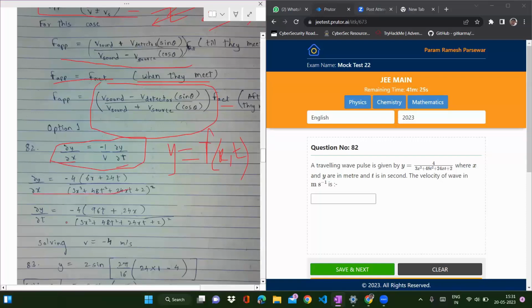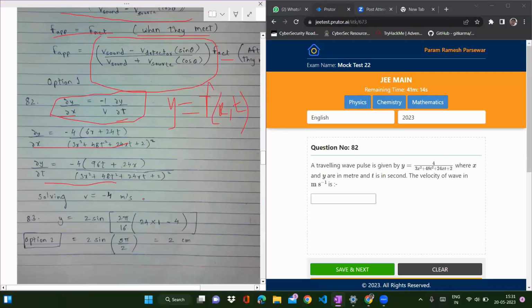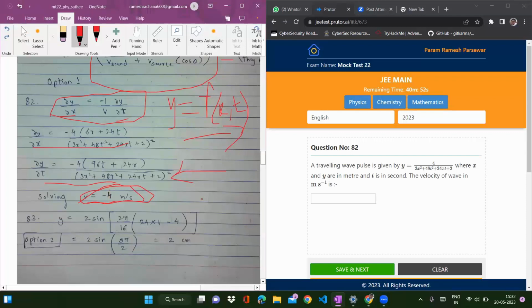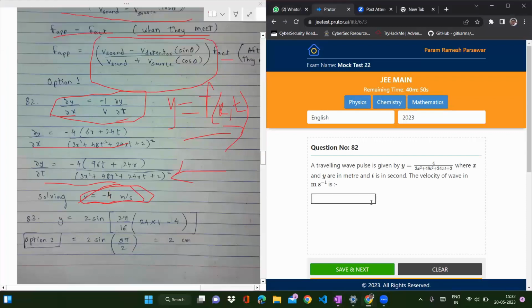We calculate del y by del x. We calculate del y by del t. These are the values of del y by del x and del y by del t. We put these values here, and from this v comes out to minus 4 meter per second, which means that the wave is going, minus corresponds to the wave going in the negative x direction. If it comes out to positive, then it is going in the positive x direction. The value comes out to 4, so the answer is 4 meter per second.